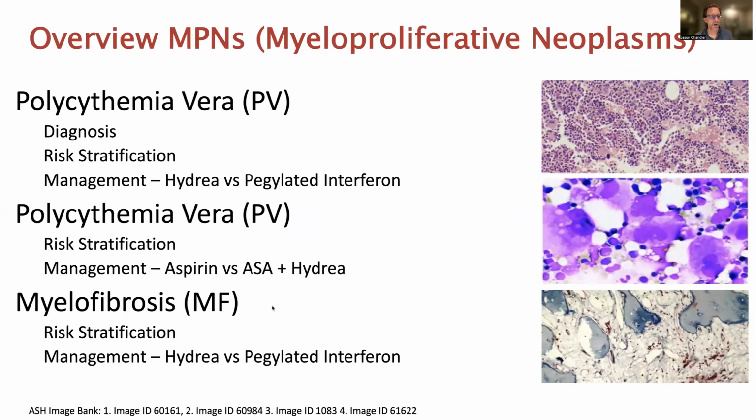Sorry, the screen changed. So polycythemia vera, the second one should say essential thrombocythemia, and then myelofibrosis, mainly focusing on some of the newer agents such as Besremi, pegylated interferon, and pacritinib versus fedratinib and Jakafi or ruxolitinib for patients with myelofibrosis, PV, and then for ET, which patients should receive aspirin or cytoreductive therapy. All right. Thank you, guys.